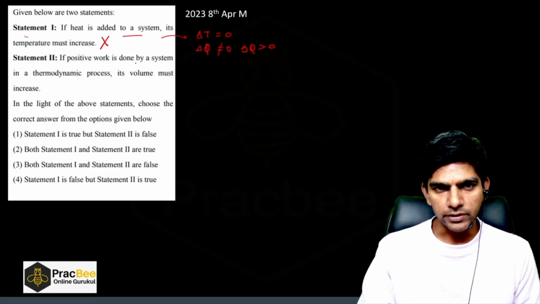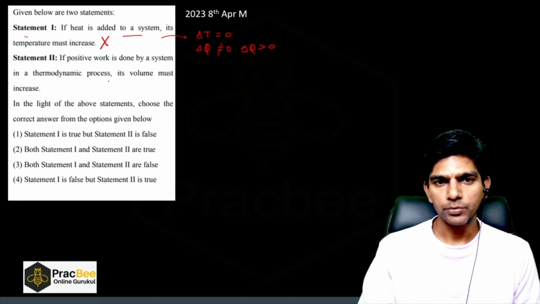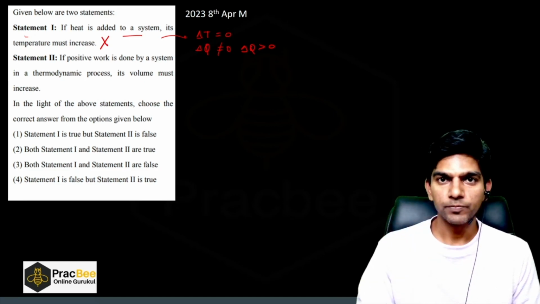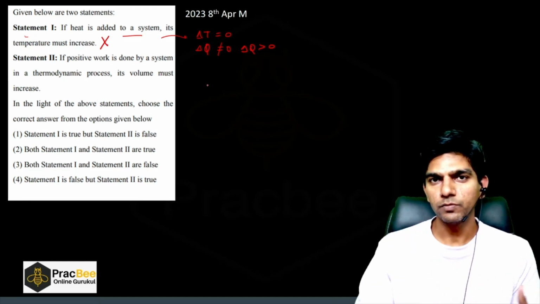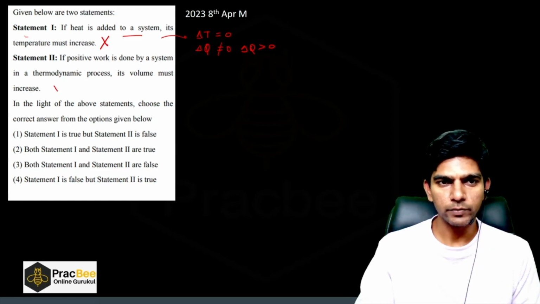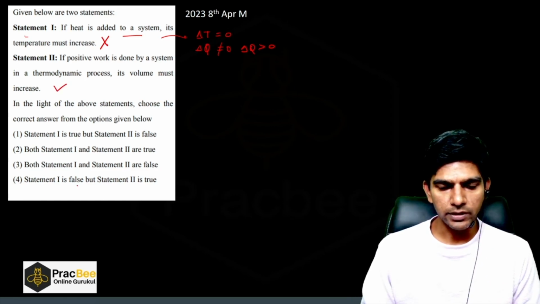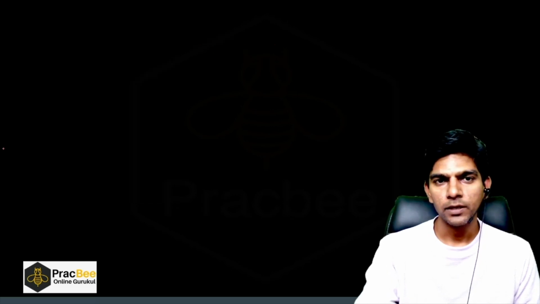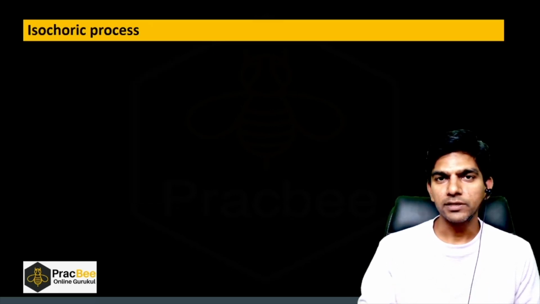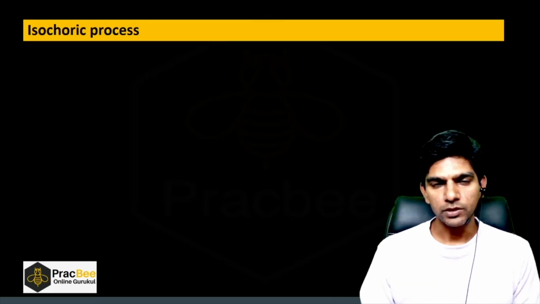Now, if positive work is done by the system in a thermodynamic process, its volume must increase. Yes. So when there is an expansion, work done by the gas is positive. So statement 2 is correct. So statement 1 is false, but statement 2 is true. So option 4 is the right answer. Right. So now let us see the other process, that is isochoric process.